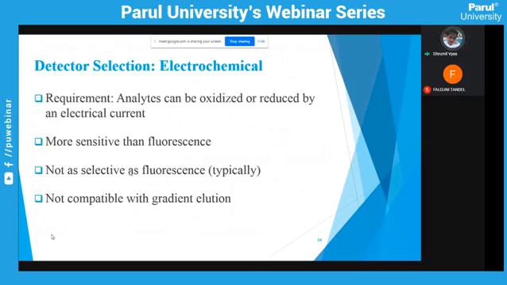Electrochemical detector. For which compounds are we going to use this type of detector? Compounds which are going to be oxidized or reduced by an electric current. For this type of compound, we have to use such a detector. It is more sensitive than the fluorescence detector, quite sensitive compared to fluorescence. But typically it is also not selective compared to fluorescence. It is not compatible with gradient elution, similar to RI. We can't use it in a gradient.